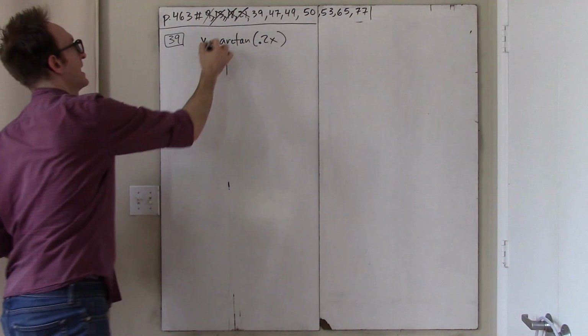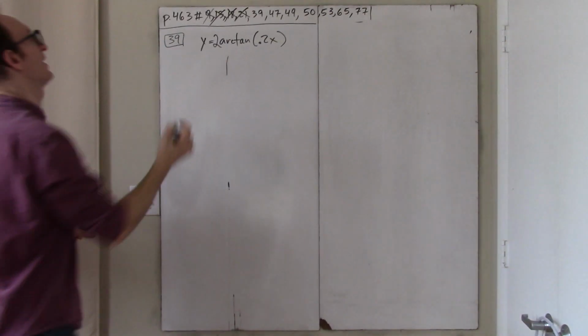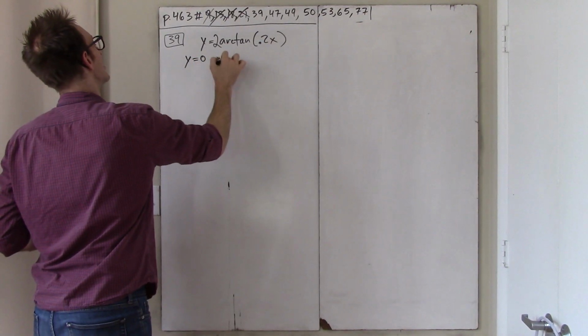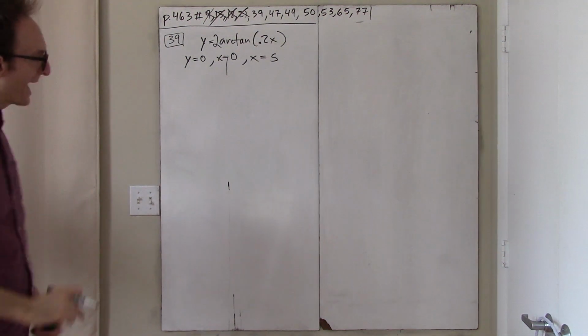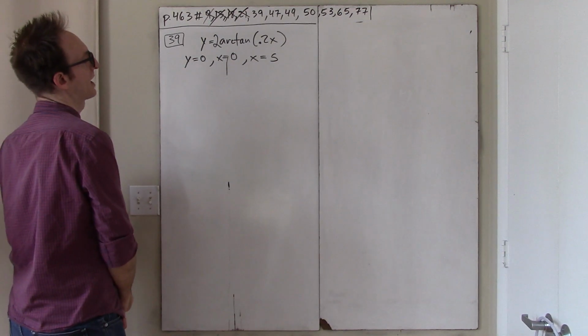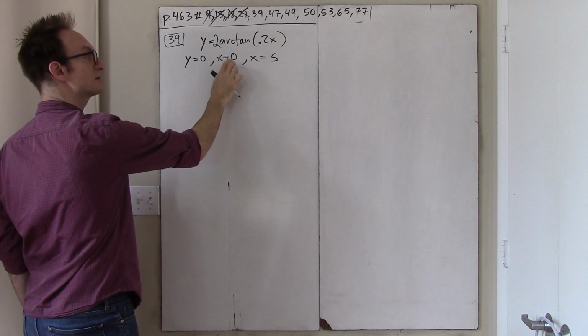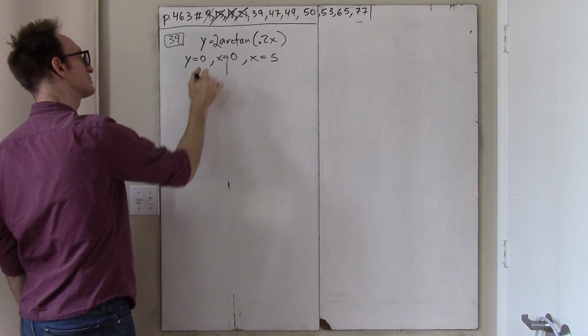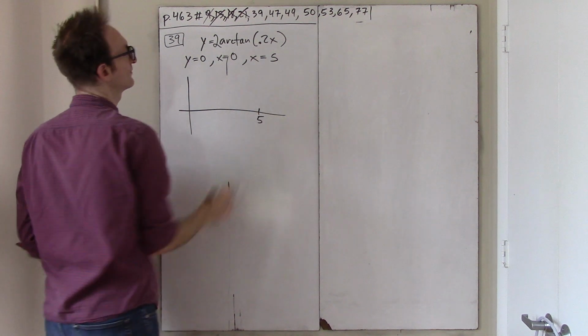And what are we supposed to know? 2 arctan 0.2x. Y equals 0, x equals 0, x equals 5. Okay, so what does this look like? Well, it's going to look a lot like arctan. We want to find the region enclosed by y equals 0, x equals 0. In other words, we're in the first quadrant. And some arctan function, but we're going to go all the way out to 5.